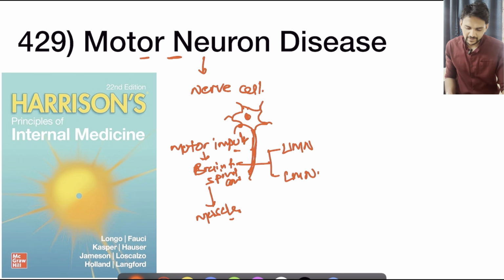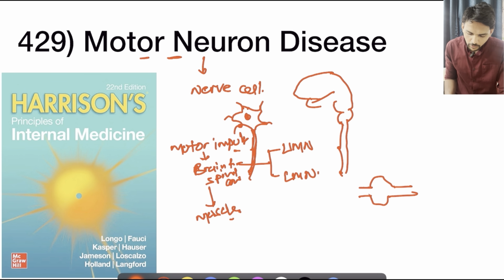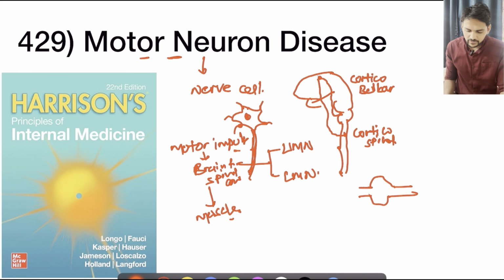So how do they divide it? The upper motor neurons originate in the cortex, mainly the motor cortex. This is the starting point we can consider. From there, these neurons travel to the nuclei of various cranial nerves in the brainstem. This is one path, called the cortico-bulbar tract. The other travels further down to the spinal cord, and these are called cortico-spinal. So these two tracts are considered upper motor neurons.